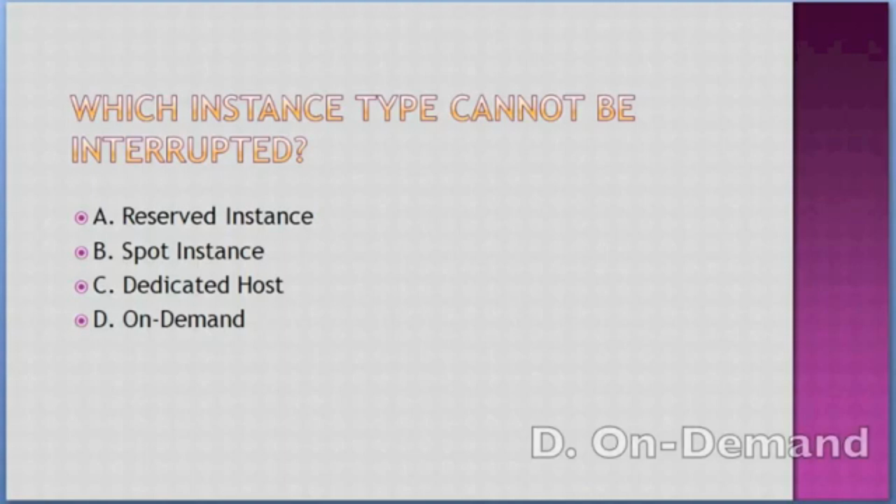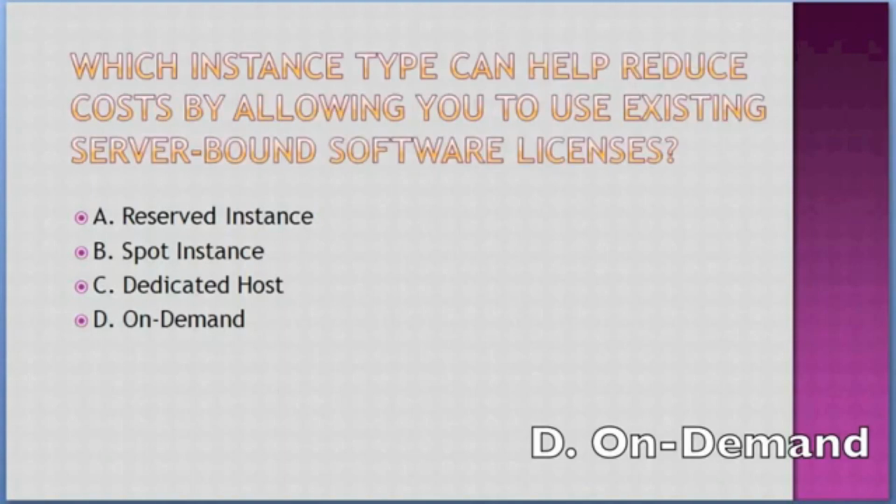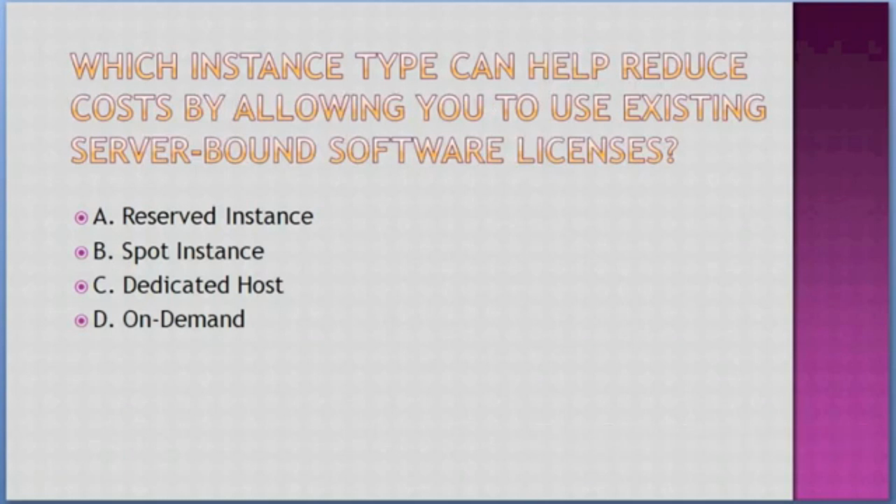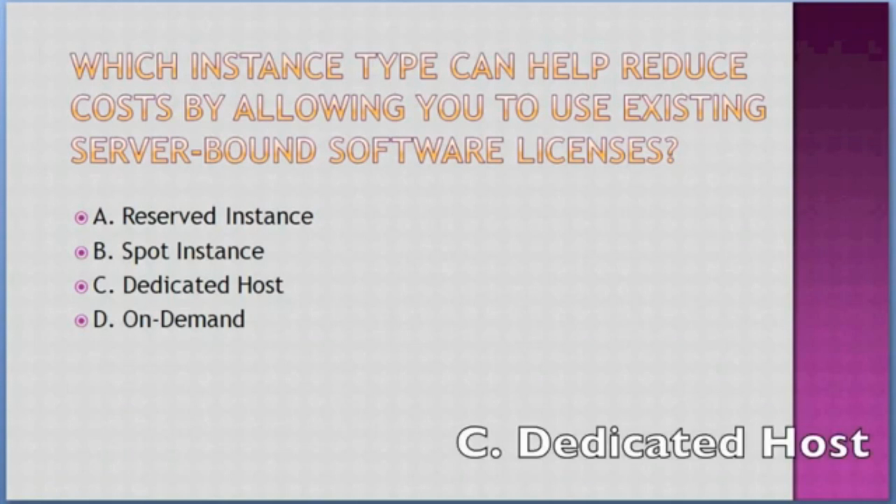Answer D. On demand. Which instance type can help reduce costs by allowing you to use existing server-bound software licenses? A. Reserved instance. B. Spot instance. C. Dedicated host. D. On demand. Answer: C. Dedicated host.